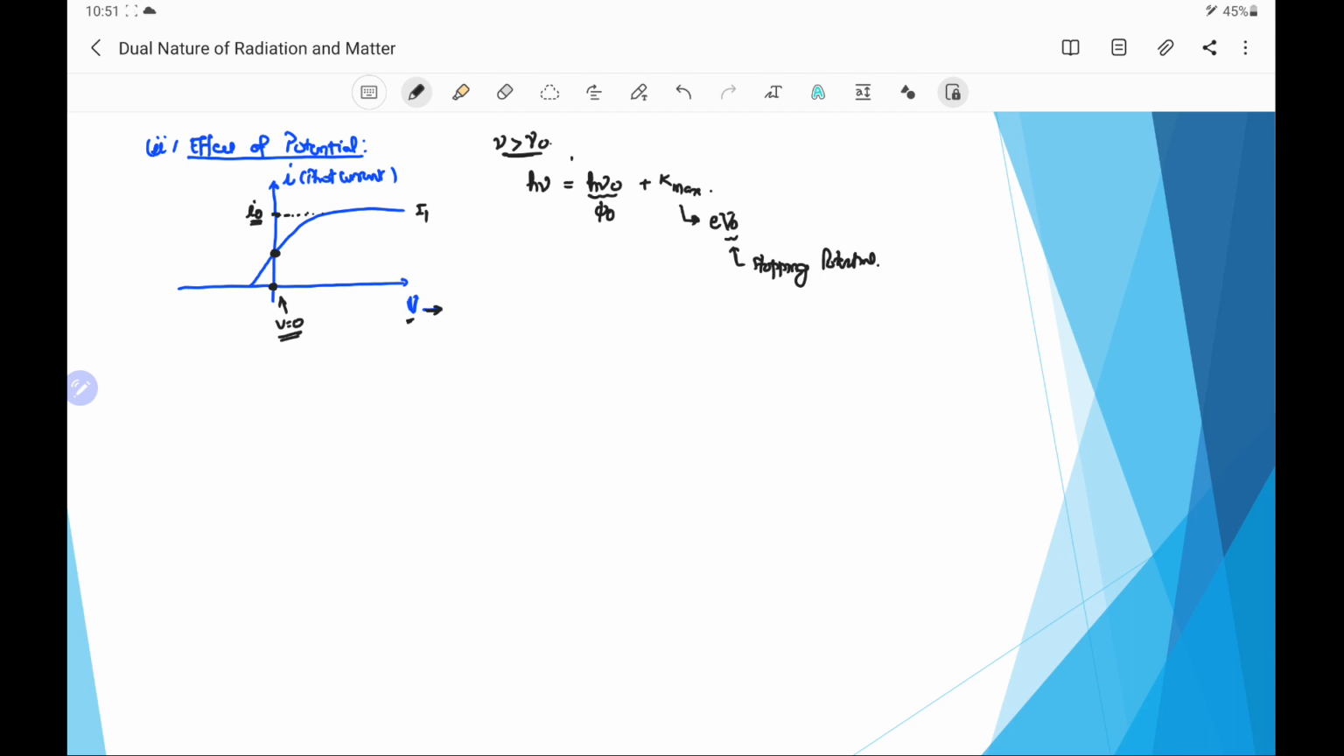In this graph, if we check, there is some current even if we apply a negative voltage. This negative voltage repels the emitted electrons and tries to oppose them from reaching the collector. And at a particular voltage, say V naught, all the electrons are stopped and they are unable to reach the collector. So there is no photocurrent, that means photocurrent becomes zero, and this potential is called the stopping potential.